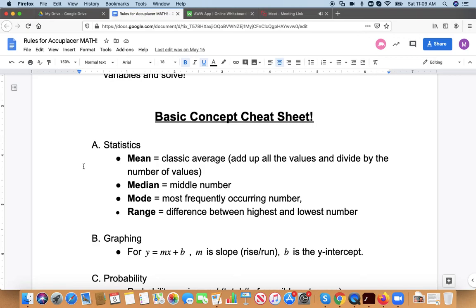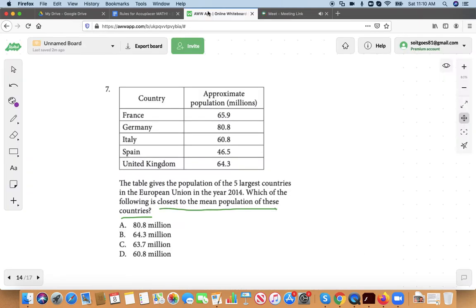That's mean. Okay, there's other averages. There's median and mode. Median is the middle number. We'll talk about that coming up. And mode is the most frequently occurring number. That also does pop up in Accuplacer. We'll spend a little more time on this a little bit later, but I want to introduce it here. And in this question, they're just asking us for the mean. So it's just classic average. Okay?